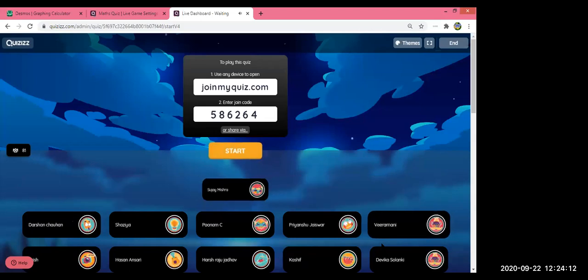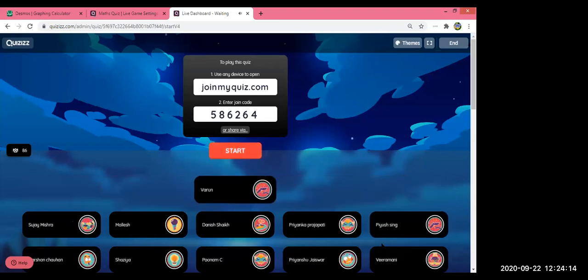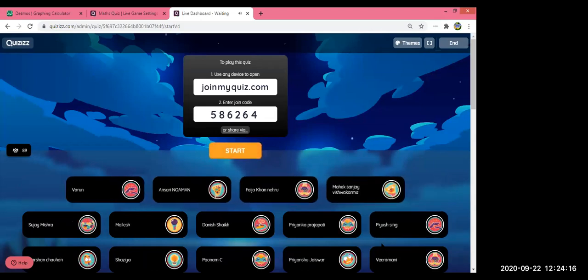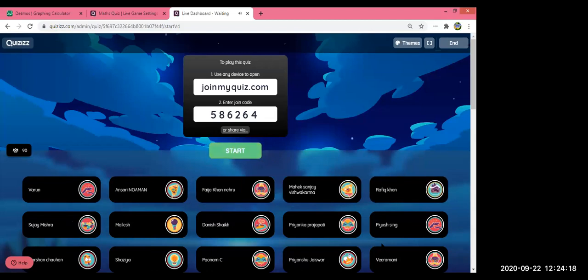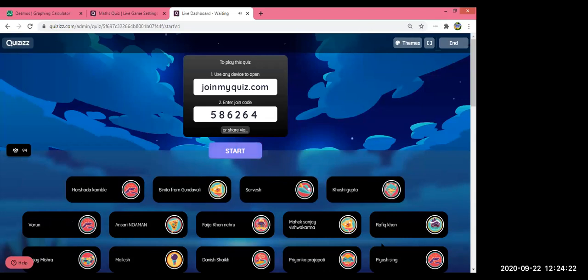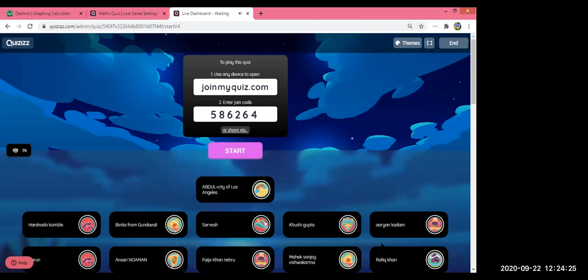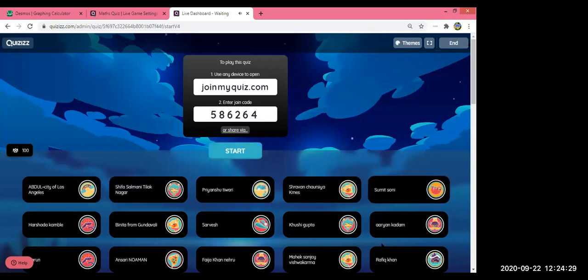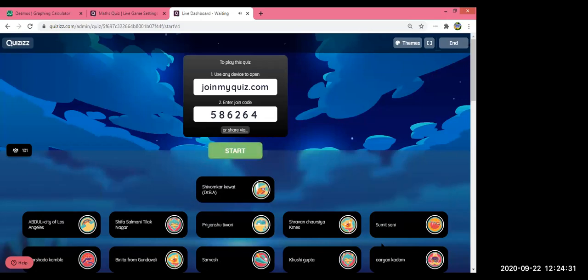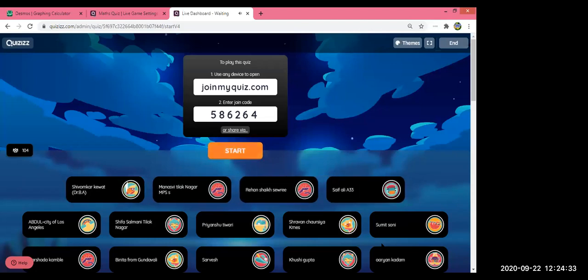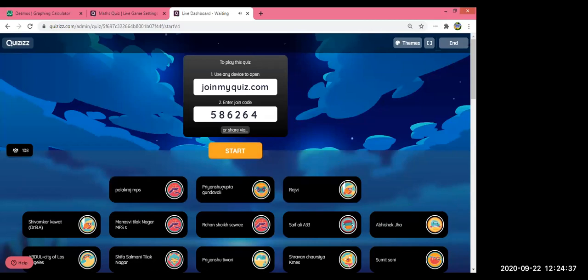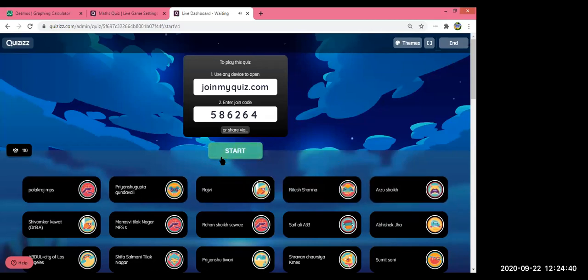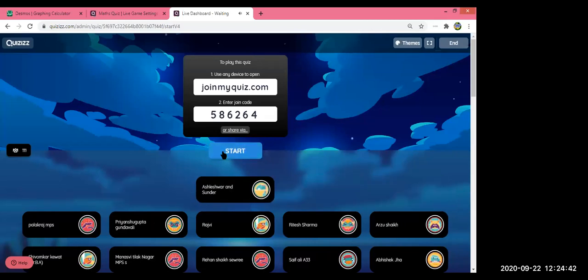Everyone, go ahead. The link is joinmyquiz.com. Once you click on it, it will ask you for a code. The code is 586264. Once you enter the code, it will ask for your name. Enter your name and you will be on the dashboard. We have crossed 100 participants, and I'm going to start the poll now. Others, keep joining.